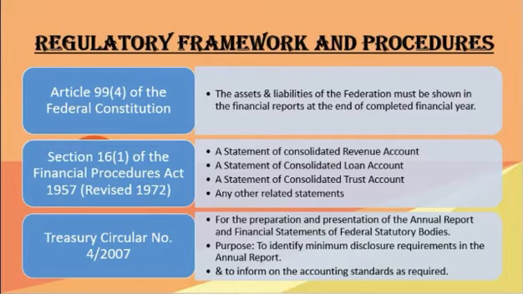Treasury Circular Number 4 of 2007 for the preparation and presentation of the annual reports and financial statements of federal statutory bodies. The purpose is to identify minimum disclosure requirements in the annual report and also to inform the accounting standards as required.